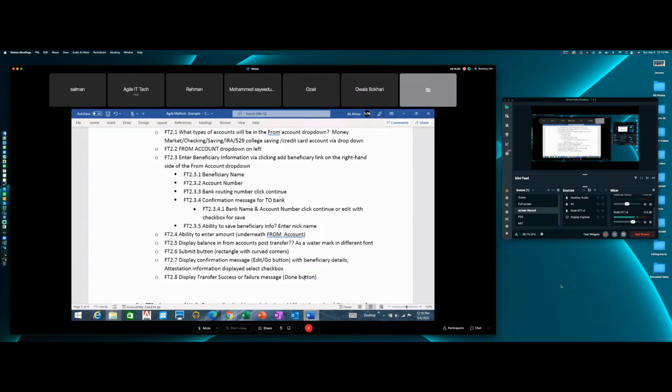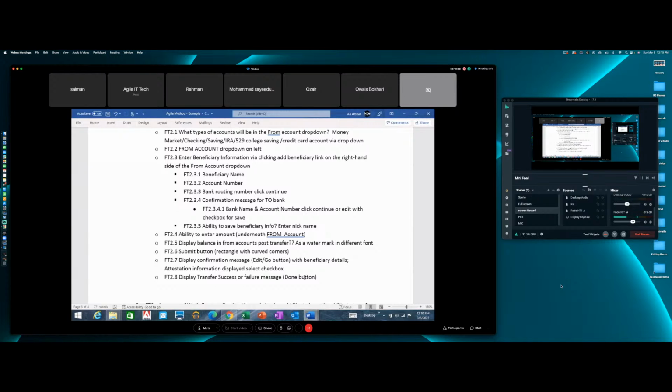FT 2.3.4.1: bank name and account number. Click continue or edit with checkbox or for save. FT 2.3.5: ability to save beneficiary info, enter nickname. FT 2.4: ability to enter amount underneath from account. FT 2.5: display balance in from account post transfer as a watermark in different font.